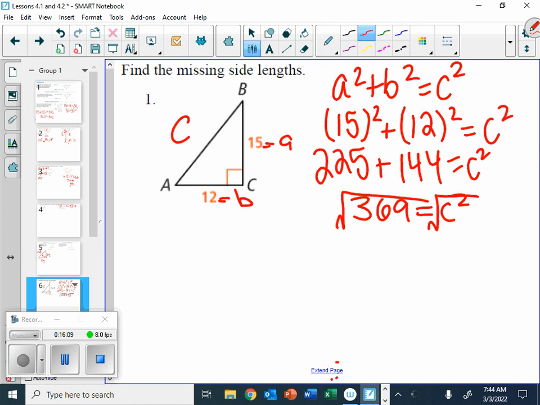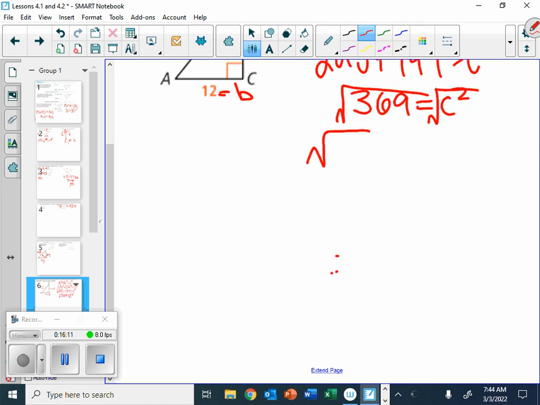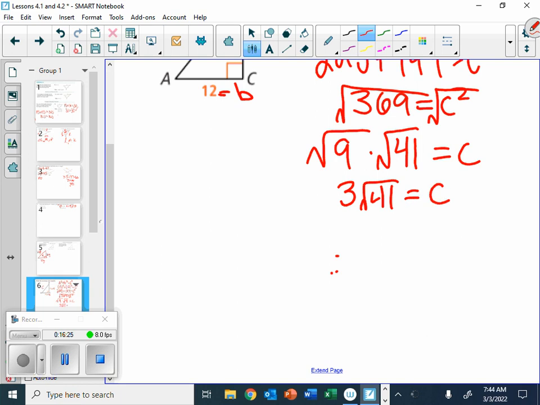So when I break that apart, square root of 9 times the square root of 41. Okay, what is the square root of 9? 3. And square root of 41, I can't do anything with. So 3 times the square root of 41 is my answer in simplest radical form.